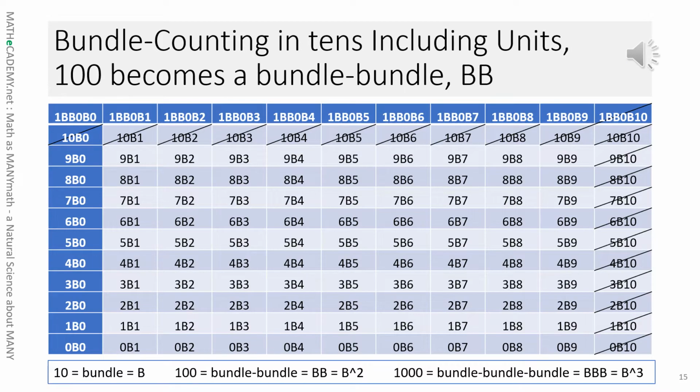Including the bundle when counting, we get a bundling counting table. So, instead of counting 1, 2, 3, etc., we now count 0 bundle 1, 0 bundle 2, etc., 0 bundle 9, 0 bundle 10, 1 bundle 0. And 9 bundle 8, 9 bundle 9, 9 bundle 10, 10 bundle 0, 1 bundle of bundle, 0 bundle, 0. And 1 bundle of bundle 0 bundle 1, 1 bundle of bundle 0 bundle 2, etc.